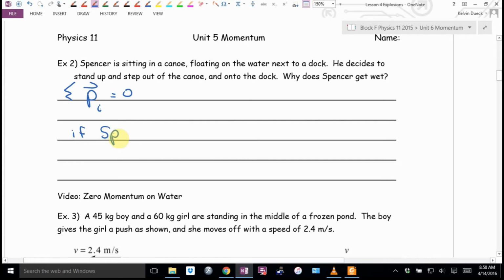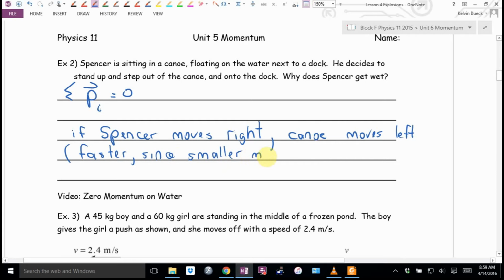If Spencer moves right, Canoe moves which way? Left. And then you can put in brackets faster, since smaller m.